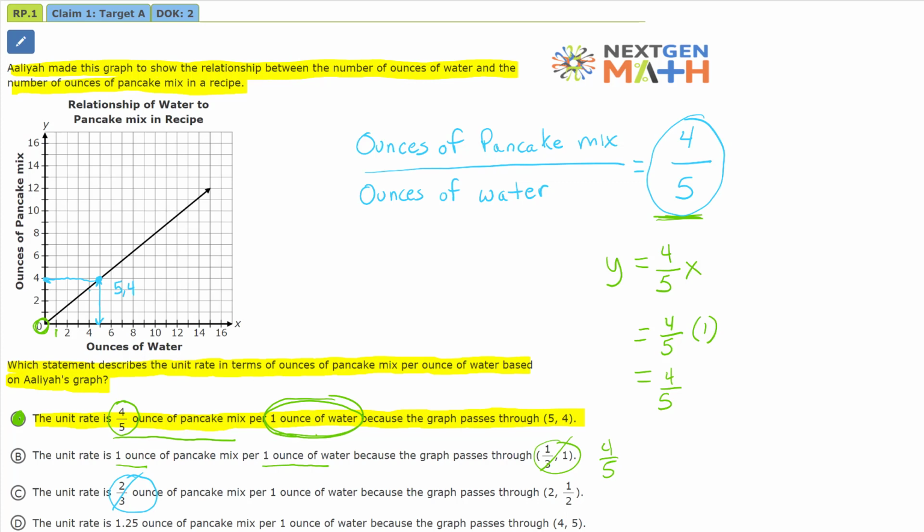And then the last one, the unit rate is 1.2 ounces of pancake mix per 1 ounce of water. Well, that's kind of a distractor. They've just flipped it, because we know that it passes through the origin and (5, 4). So none of those work.